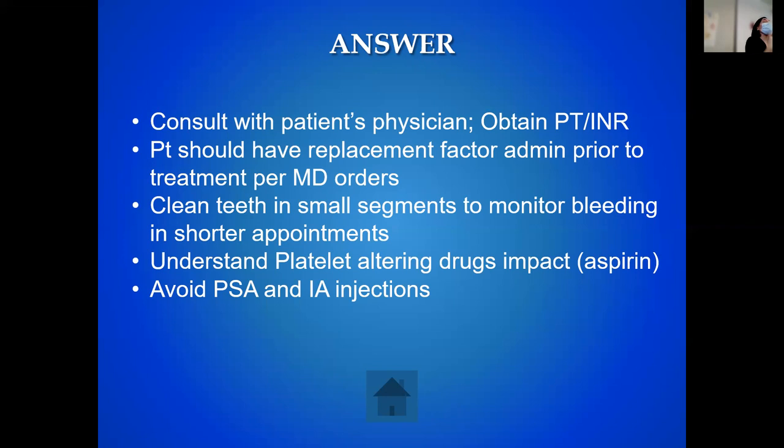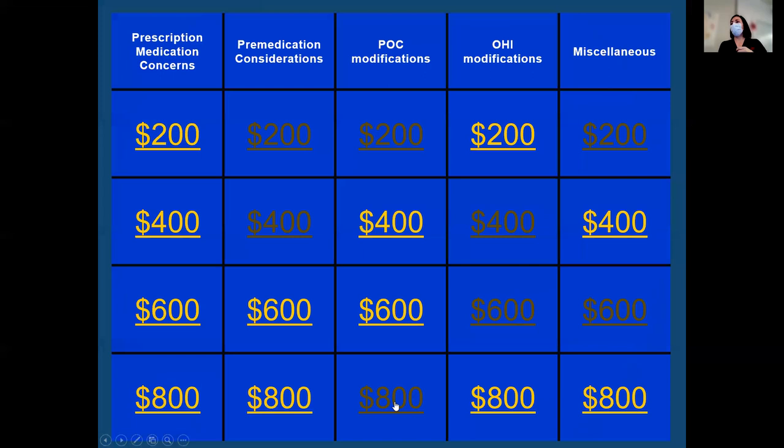Understand platelet alteration drugs, such as certain herbal medications that are blood thinners, or aspirin. Those are your big ones that can alter coagulation. Avoid the PSA and the IA. So that was good too. We might do infiltration instead of these injections that tend to get a high occurrence of positive aspiration. Okay. Another one.